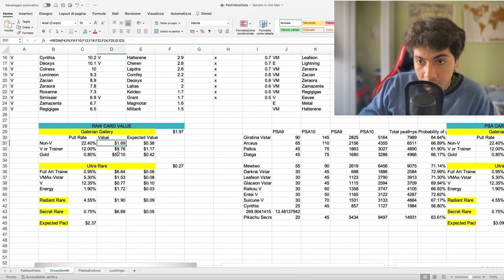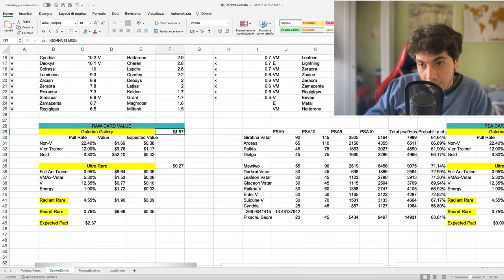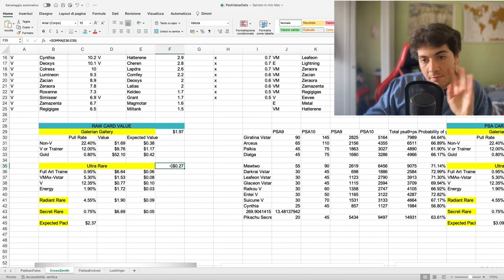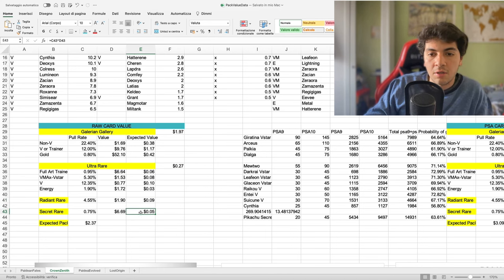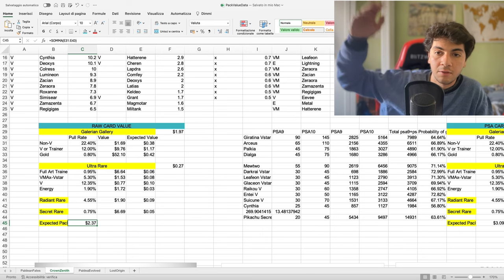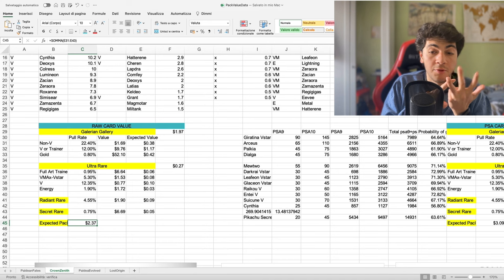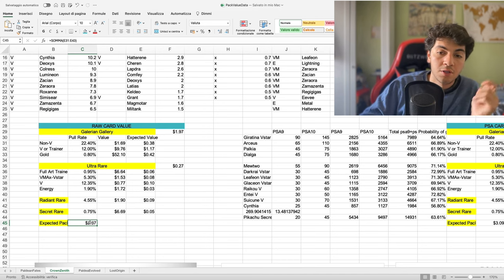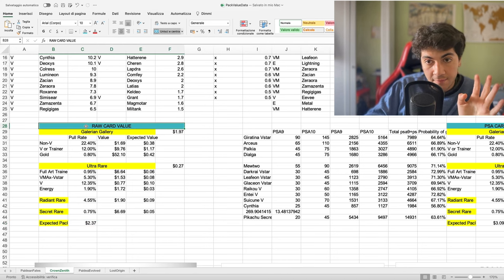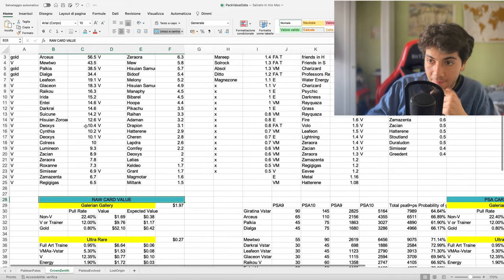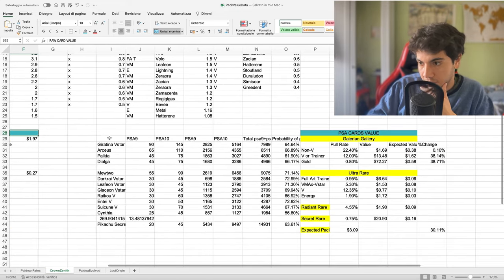That's basically the value. Expected value within a pack from the Glaring Gallery, $1.97. Expected value within a pack from an Ultra Rare, 27 cents. Radiant Rare, 9 cents. Secret, 5 cents. It comes down to an expected value of basically an Ultra Rare or higher. So we're not considering regular rares, holos, commons and uncommons, is $2.37. Now, that's for all cards. Now that's when things get interesting. Because, let me zoom in.